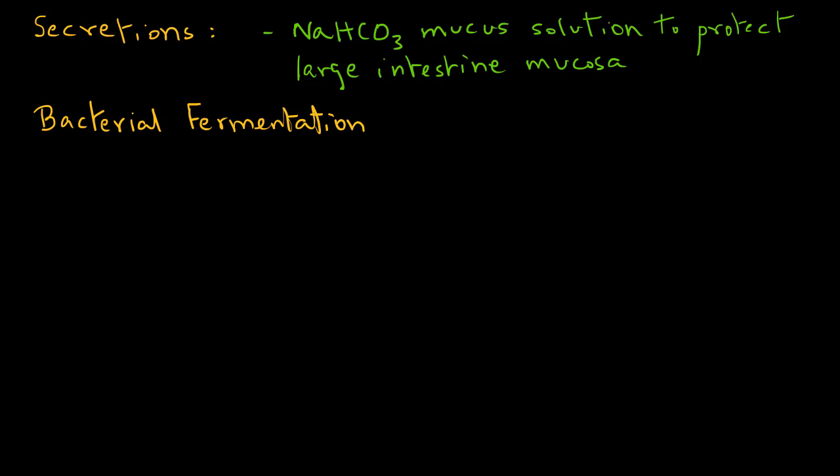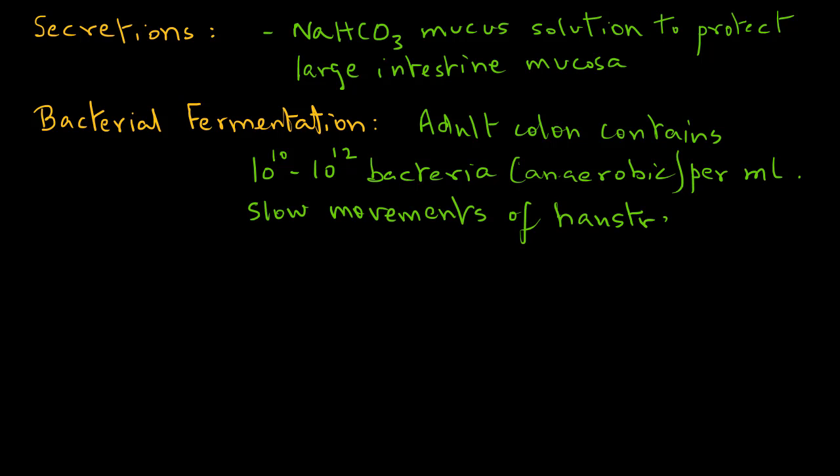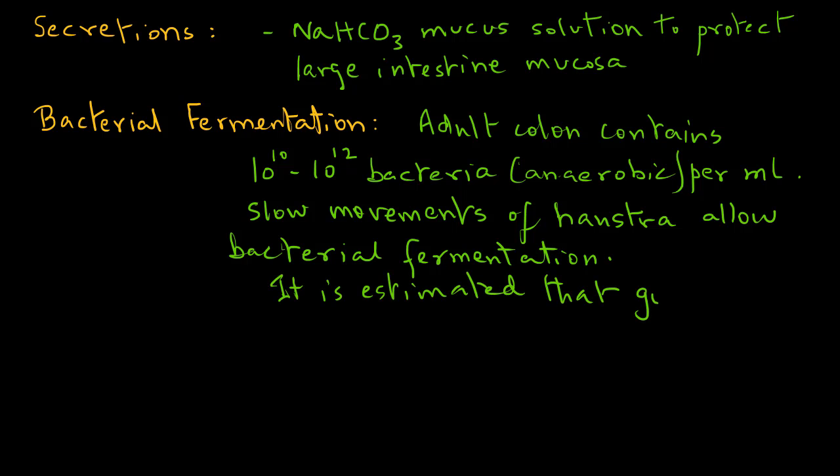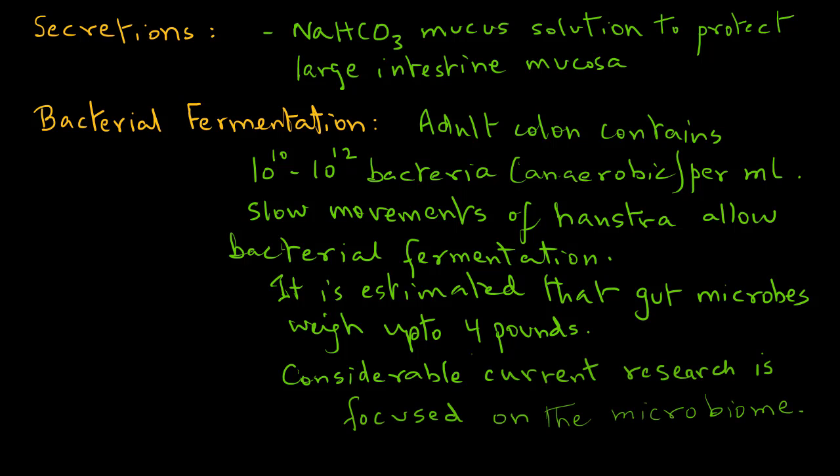The large intestine contains a considerable amount of bacteria. It is estimated that the adult colon contains anywhere from 10^10 to 10^12 bacteria per milliliter, and they are all anaerobic. Now, the slow movements of the haustra, as we noticed before, allow the bacterial fermentation. It's also estimated that the gut microbes weigh up to 4 pounds. There is considerable ongoing research that is focused on the microbiome and how it impacts human health.